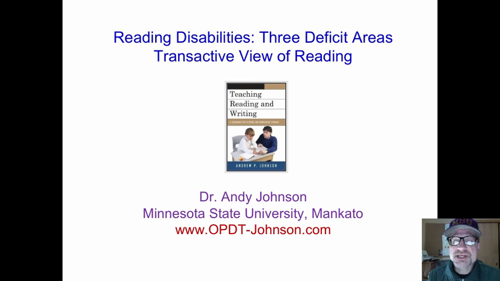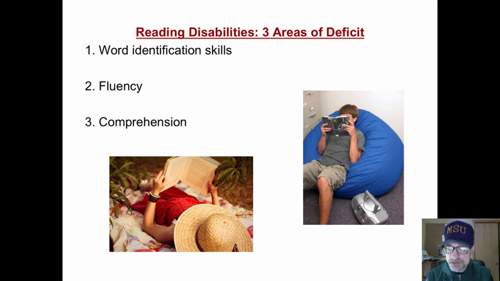Andy Johnson, Minnesota State University, looking at 3 deficit areas with students with reading difficulties and a transactive view of reading. A child is a struggling reader. Okay, well and good. Child is reading below grade level average. Okay, well and good. But why?